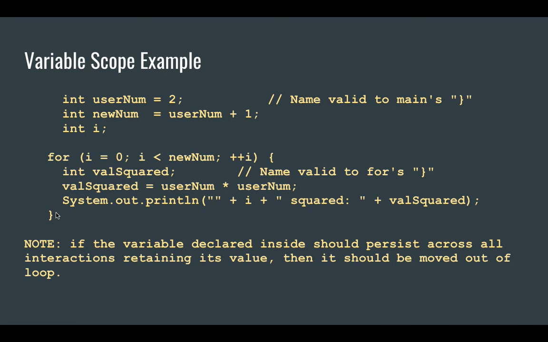The variable is garbage collected. Garbage collection comes in and says, okay, we don't need this anymore, and it reinstantiates it the next time through the loop, which means you'd lose the variable. Now, if you want it to persist, then you need to move it up out of the curly brackets.